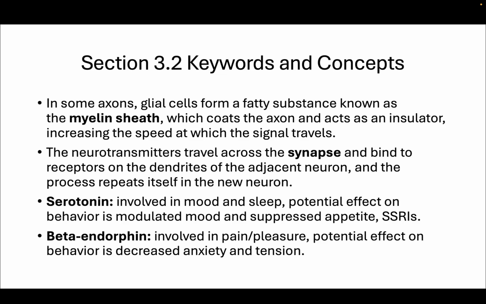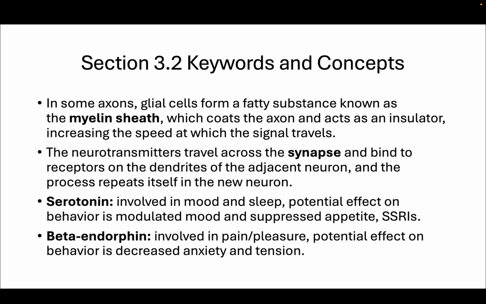Most antidepressants are SSRIs, or selective serotonin reuptake inhibitors, right? So they're trying to control the amount of serotonin in your brain. Either trying to, in this case, add to the serotonin. There are other ones that do the opposite. So that's serotonin.